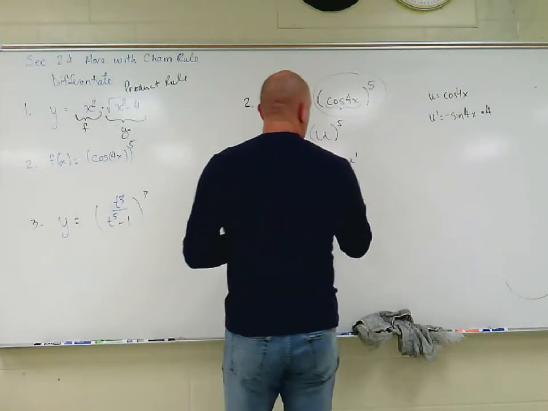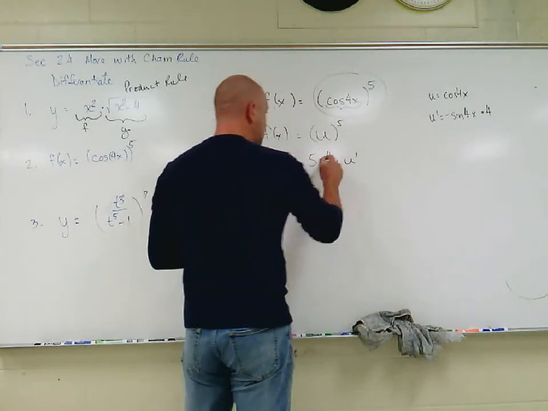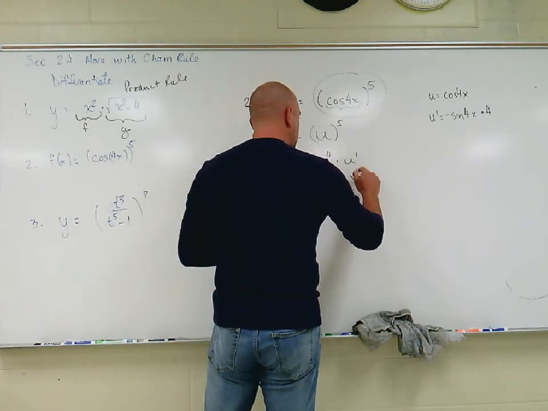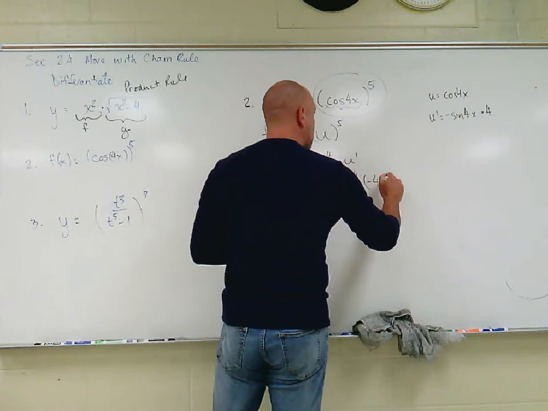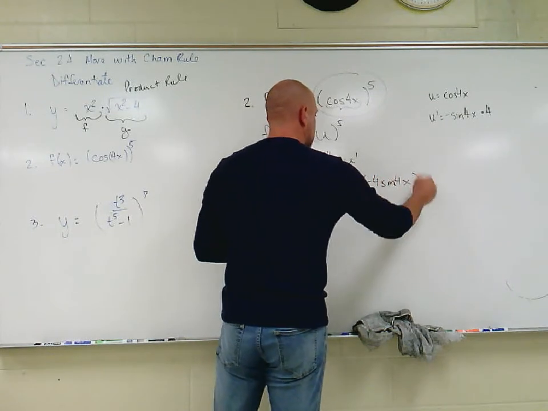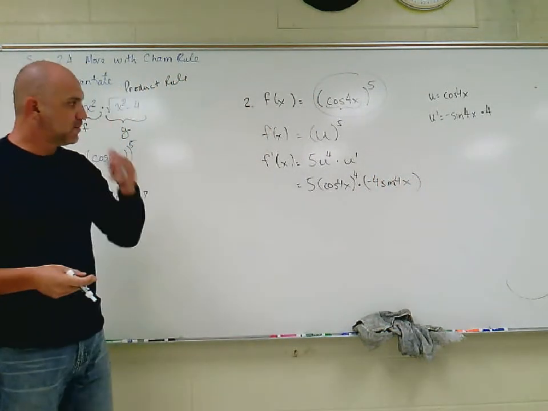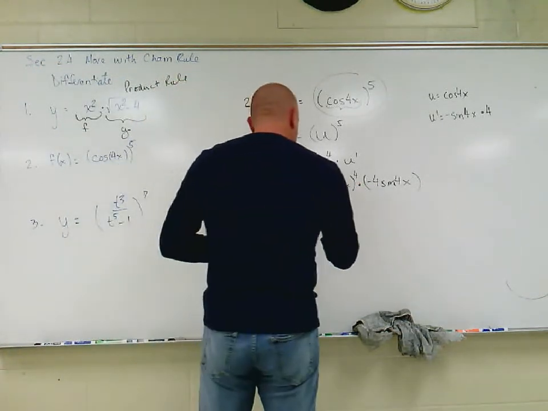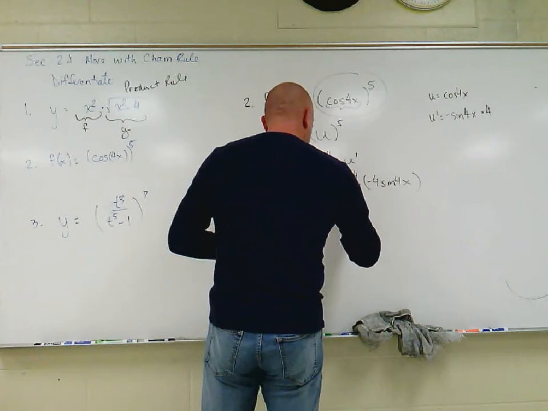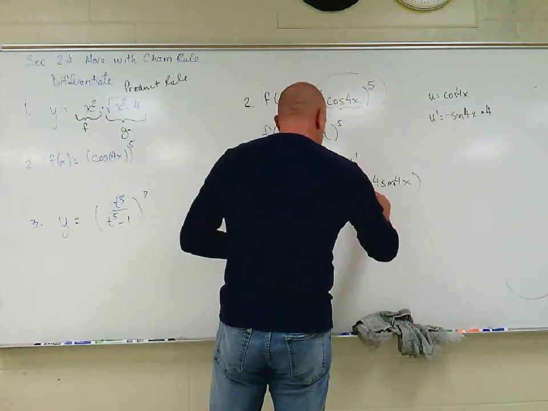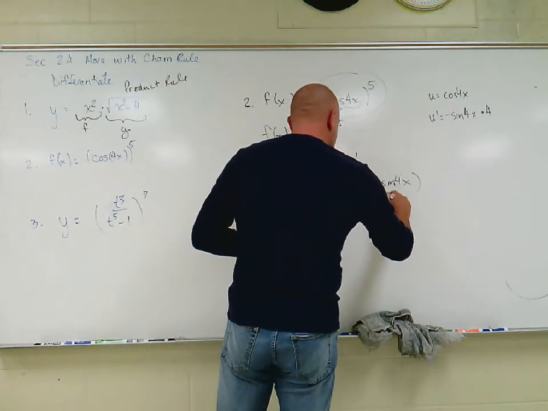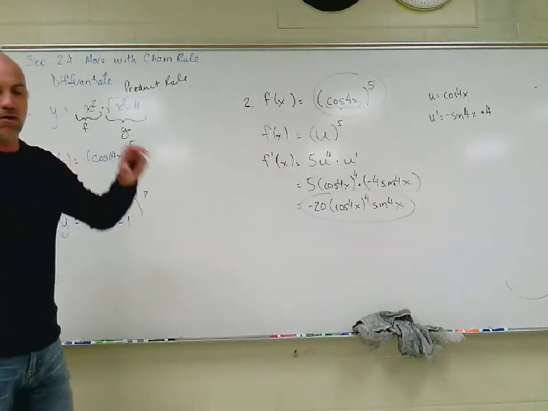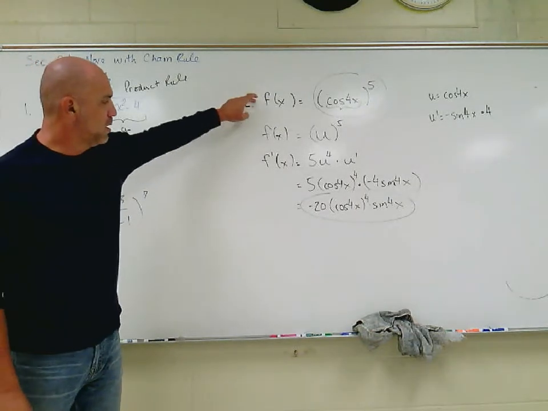Okay. So now if I sub in, 5u is cosine of 4x to the 4th times u prime is negative 4 sine of 4x. So I sub those in, and then the last thing I would do is bring this negative 4 to the front, which is negative 20 cosine of 4x to the 4th times sine of 4x. There's the answer. And again, it's on video, so you can go back through and look at the steps.